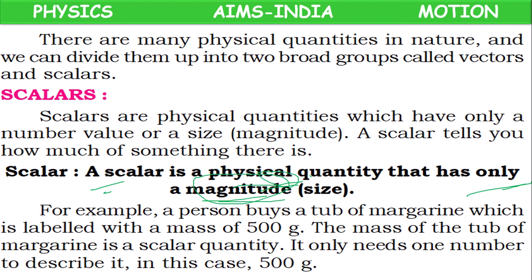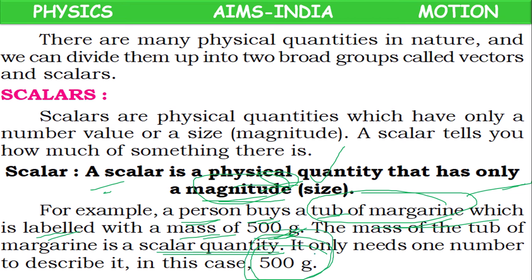Magnitude means size. For example, a person buys a tub of margarine which is labeled with a mass of 500 grams. It is a scalar quantity. To describe the object he is buying, only this 500 grams is needed.